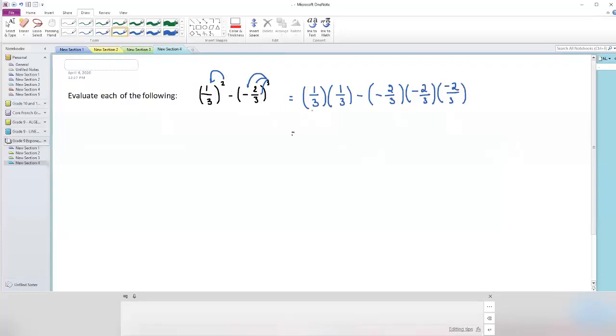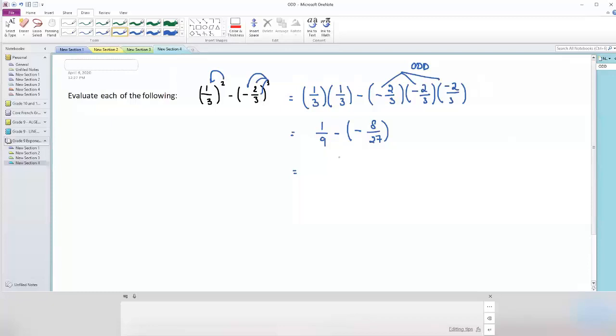Now I'm saying 1 over 3 times 1 over 3 equals 1 over 9, minus. Here I have the negative repeated 3 times, and this is going to be an odd number. That means the answer is negative. 2 times 2, 4. 4 times 2, 8, over 3 times 3, it's 9. 9 times 3, 27.